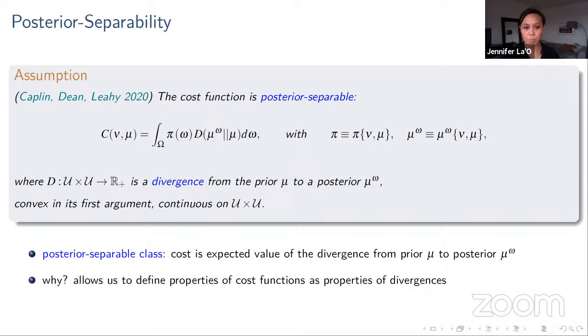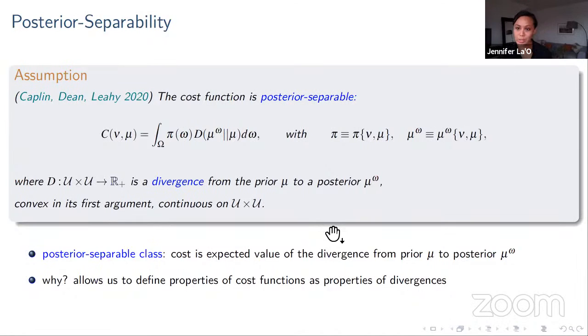So we're going to restrict attention to a class of cost functions, which Kaplan, Dean, and Leahy call posterior separable. This is what a posterior separable cost function looks like. It's essentially an expected value of the divergence from the prior to the posterior. Okay, so this D here is a divergence from the prior to the posterior, and we're going to assume it's convex in its first argument and continuous in both arguments.